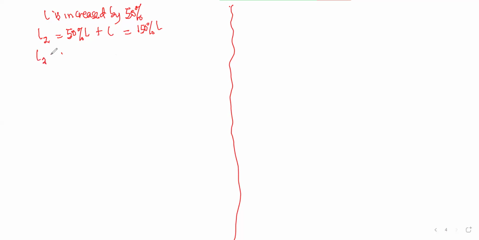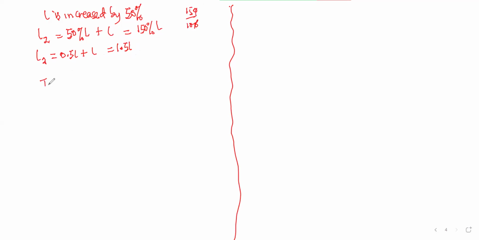L2 can also be equal to 50%, so 0.5 L plus the original length. And so this will also give us 1.5 L. And don't forget, 150% is the same as 1.5. So either you express it in percentage or this.